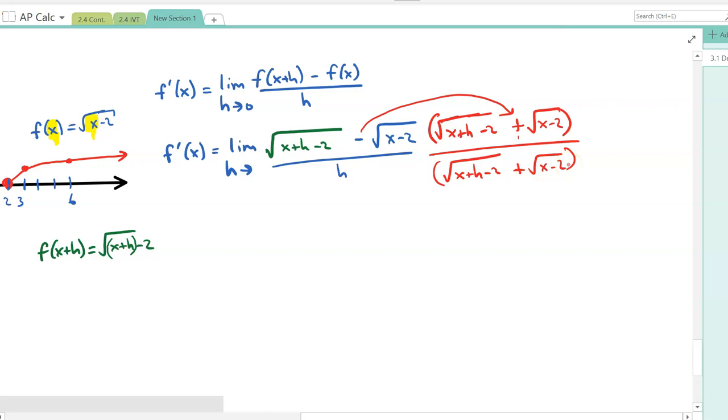Don't forget the limit as h approaches 0. The only thing we're going to multiply is where we want to get rid of those radicals. So that's the only thing we're going to multiply right there. There's a lot of radicals there. We want to get rid of those radicals, so that's what we're going to multiply.